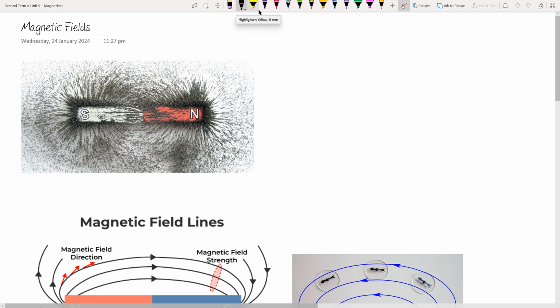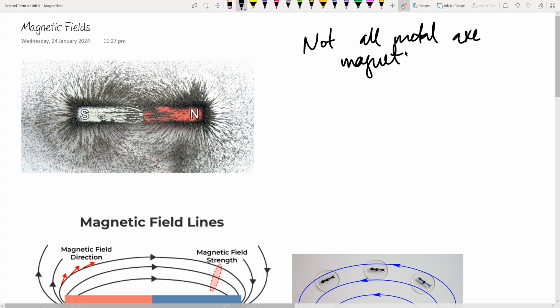What is magnetism? Magnets are materials which have the ability to pull other metals. Now, not all metals are magnetic. We've got a few examples.